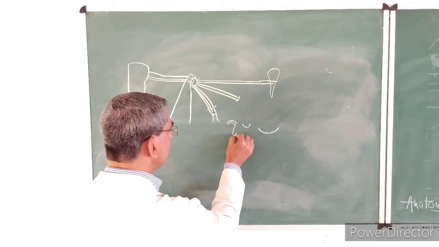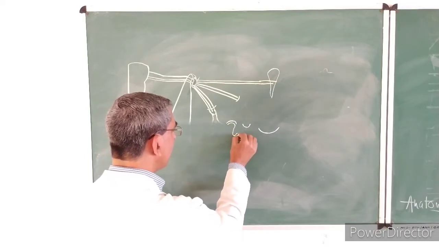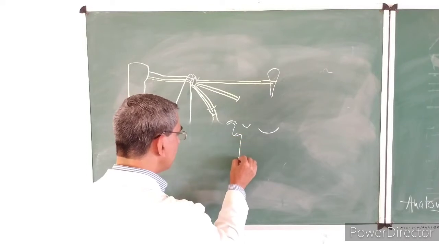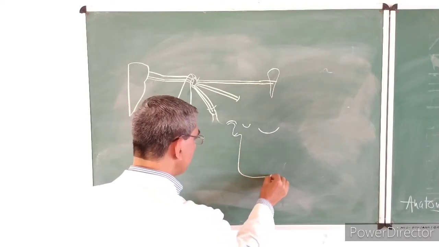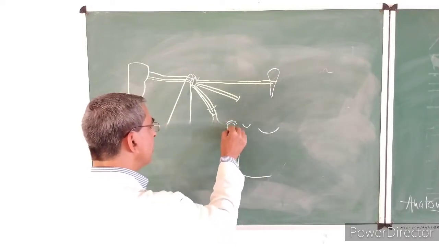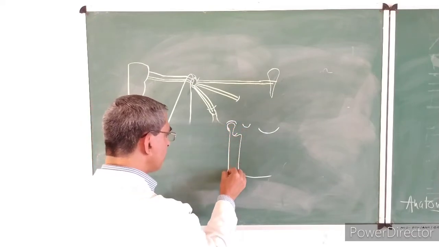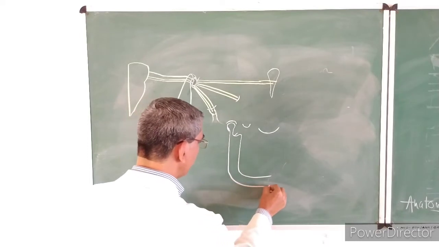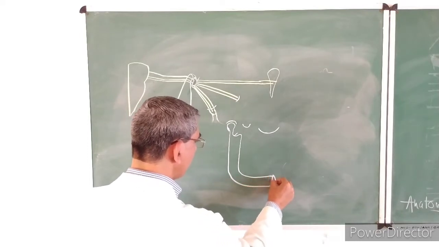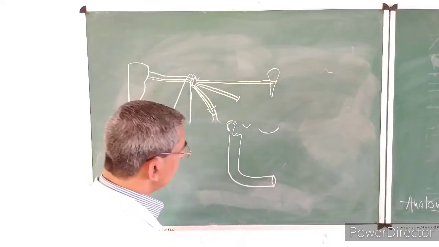It's like the ramus and the ball. So this is the mandible.